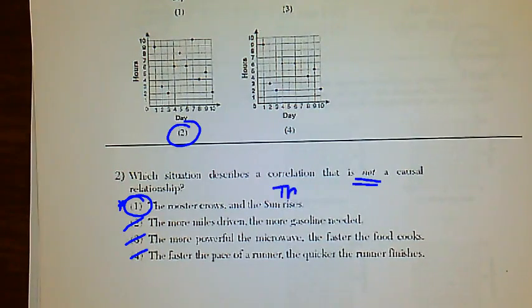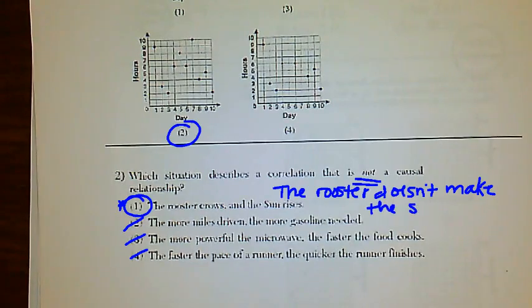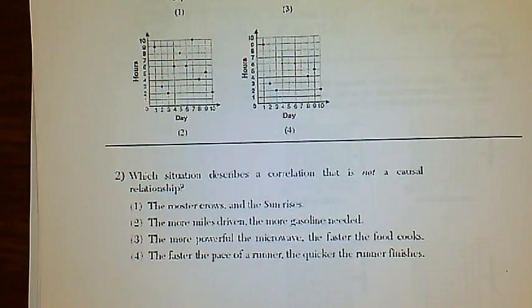So basically the rooster doesn't make the sunrise. Hopefully you know that. And again, that's another one where if you did not see the word not, you might have picked one of these and you would have just guessed and picked one because they all sound right.